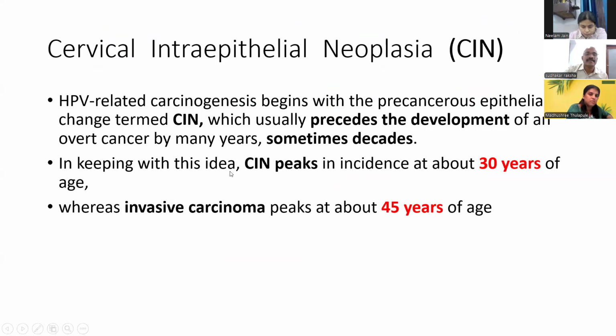So the CIN, cervical intraepithelial neoplasia, precedes by some decades. The CIN peak is around 30 years. Whereas from cervical intraepithelial neoplasia to invasive carcinoma, it takes around 10 years. So the peak for the invasive carcinoma is 45 years. CIN peak is 30 years. Invasive carcinoma peak is 45 years.